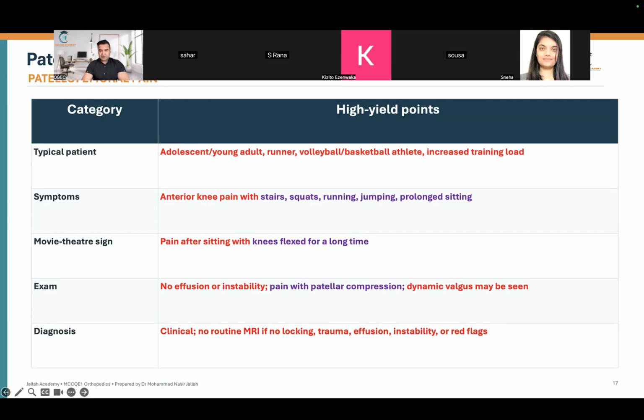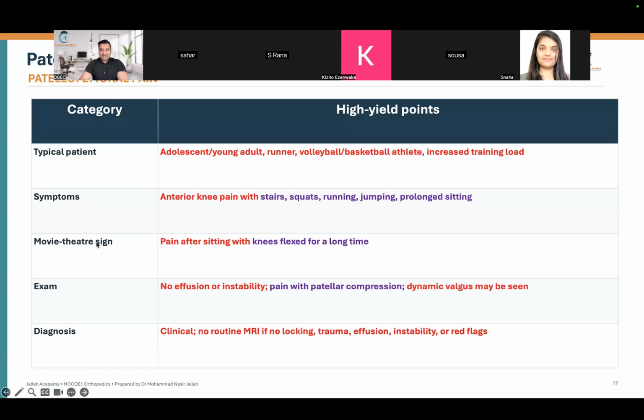Now the pain gets worse when the patient uses the stairs, squats, runs, jumps, or sits for a longer period of time with the knee bent. Remember, when we are taking history, we cover the OCD, PQRST, UV, AAA, right? One of those A's is aggravating factor. What makes it worse? Walking on the stairs, squatting, jumping, running, playing for a long period of time, sitting for a long period of time.